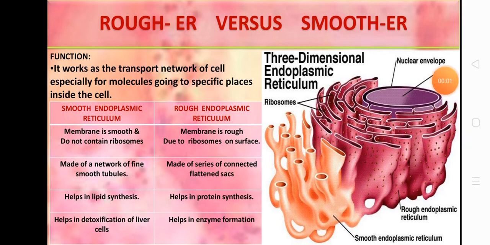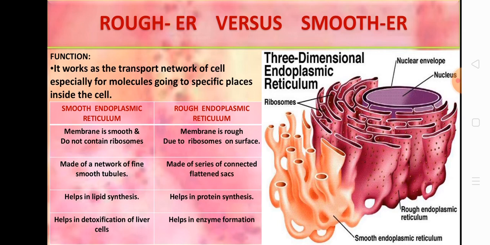What is the basic function of endoplasmic reticulum? It works as the transport network of the cell, especially for molecules going to specific places inside the cell. But there are different functions for SER and RER. SER is smooth endoplasmic reticulum. RER is a short form for rough endoplasmic reticulum. Let's see what these are. Now, the membrane in the case of SER is smooth, as you can see in the picture, and they do not contain any ribosomes. Ribosomes are small cell organelles that are also called protein factories because they are the ones that produce proteins from amino acids.